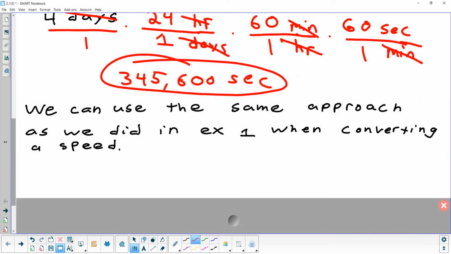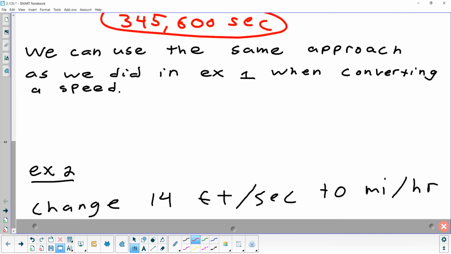The next one is going to be a little bit different. Okay, we're going to use the same approach, but it's not a single number. It's going to be a speed. A speed, well, it's a single number, but it has 2 units. It has a distance unit and it has a time unit. So this particular problem says 14 feet per second. So feet per second. That's what makes it a speed. Distance per time.